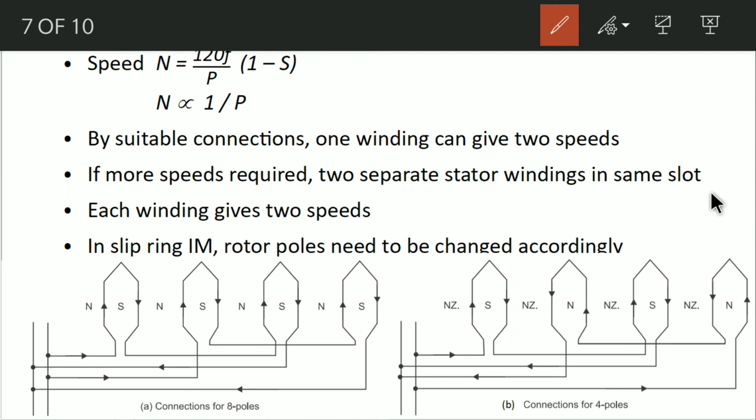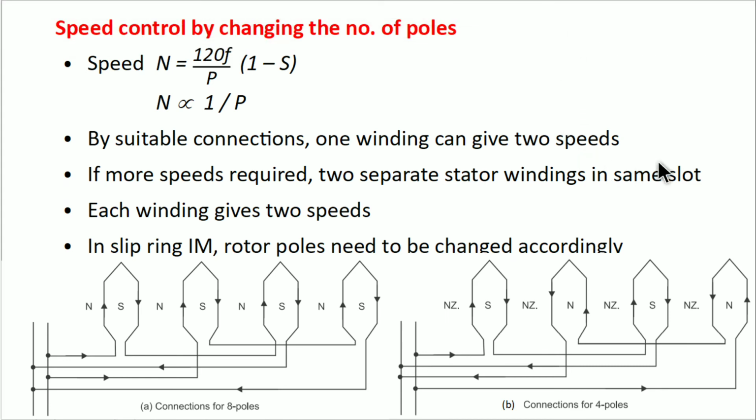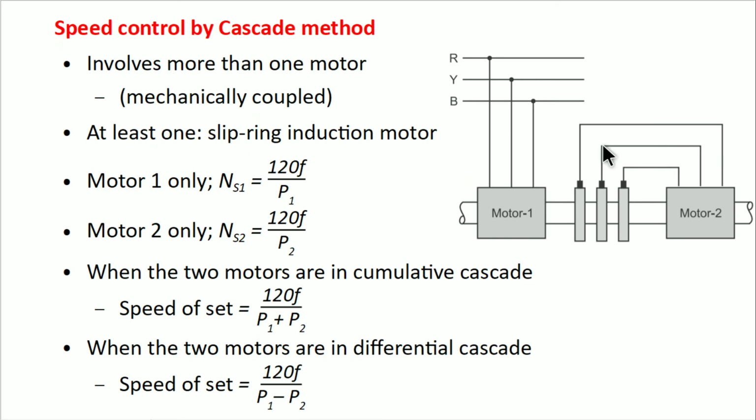Next, this is how we can change the speed by changing the number of poles. Now next is the speed control by the cascade method. In this method more than one motor is used: 2, 3 or 4 and so on. These two motors are mechanically coupled to each other, meaning they have a common shaft. Out of the two, one of the motors must be a slip ring motor. So the first motor is a slip ring induction motor.